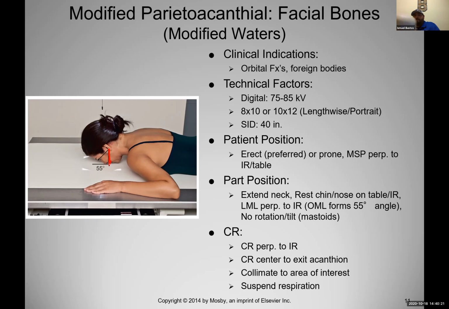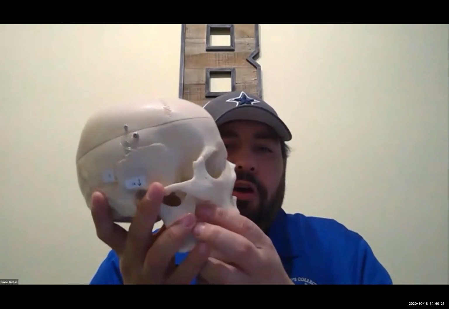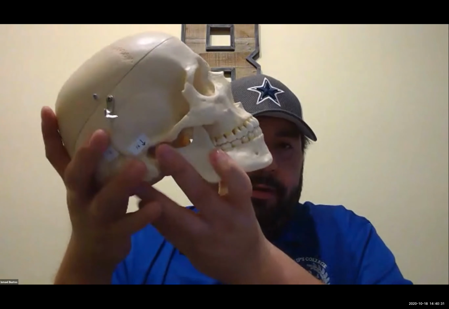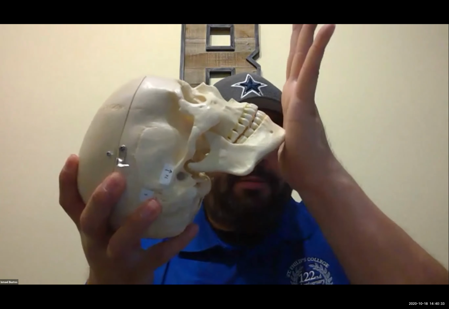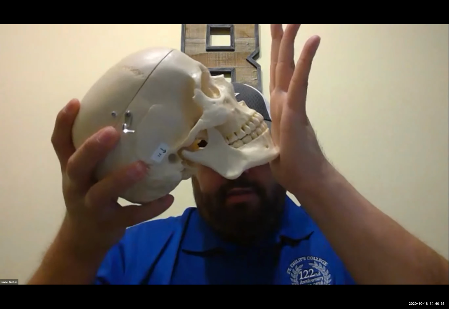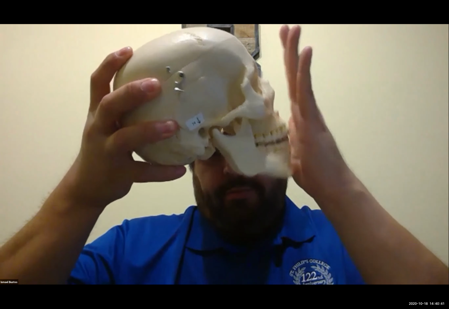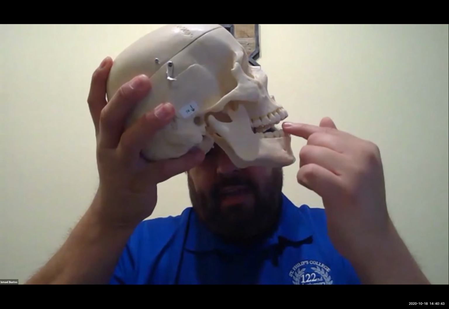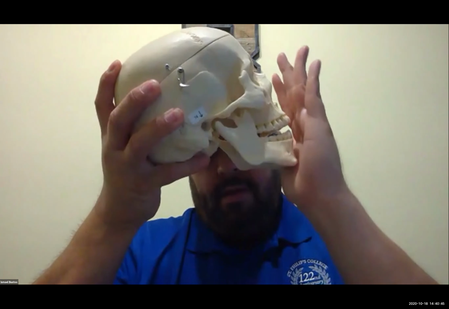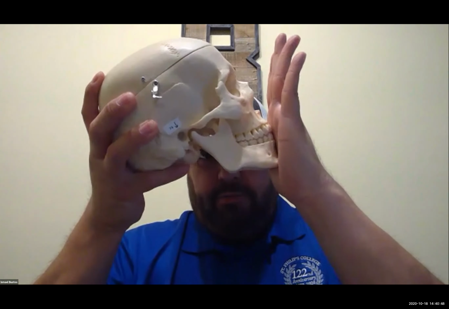Again, here's my skull. Normally on a Waters projection, we bring the chin up and put that on the image receptor. But now we're going to decrease the extension and put the lips meatal line perpendicular to the image receptor. Everybody see that line that goes from the junction of the lips to the EAM? That should be perpendicular to the image receptor. So you do decrease the extension a little bit. You're not going to have it extended as much.